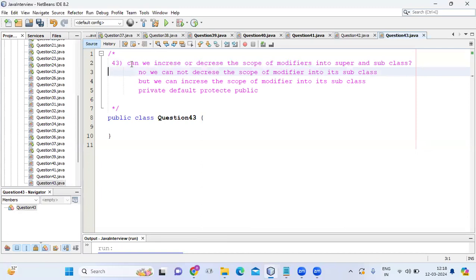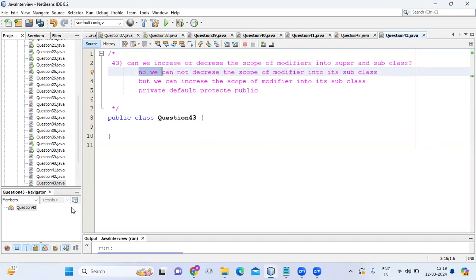Can we increase or decrease the scope of a modifier into super and subclass? We cannot decrease the scope of a modifier in its subclass, but we can increase the scope of a modifier in its subclass. We cannot decrease scope, but we can increase the scope, guys.